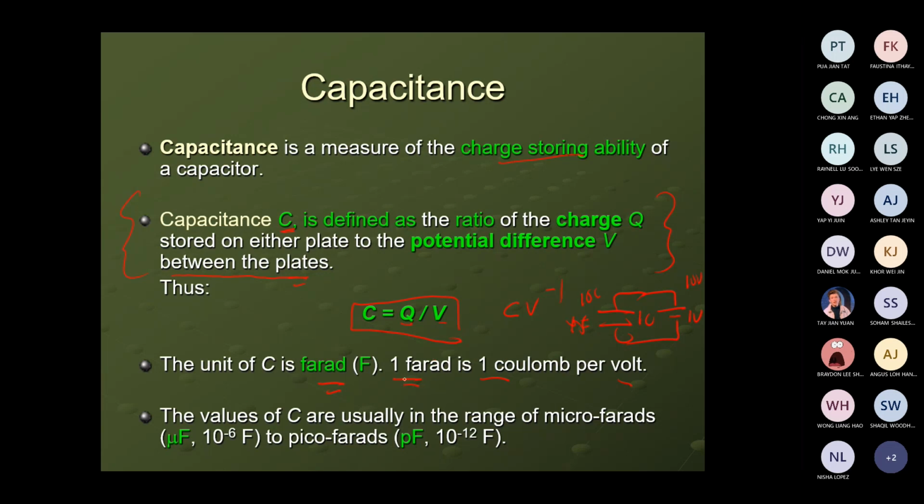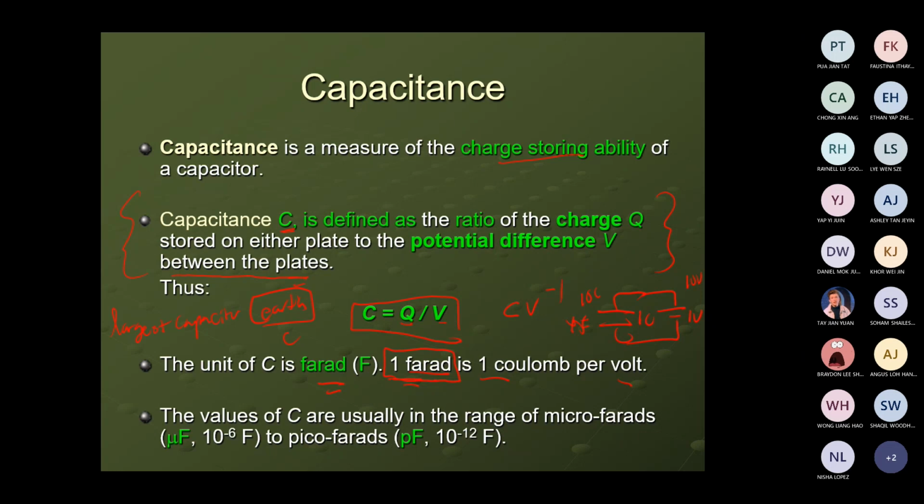So usually 1 farad is a very big unit. 1 farad is a huge capacitor. You know what is the largest capacitor in the world? The largest capacitor in the world is our Earth. Earth itself. The Earth is the largest capacitor, because Earth has the capability to store charge. So Earth has its own capacitance.